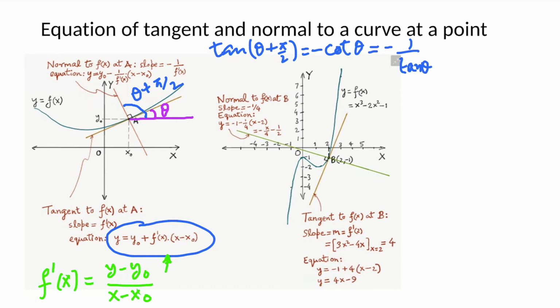So we are interested in finding the slope at this particular point B, where x equals 2 and y equals minus 1. So we plug in those values and we get the slope of the tangent to the curve at that point as 4. And we already know the coordinates of that point. So with those two pieces of information, the slope of the tangent at that point and the coordinates of that point, we get the equation of the tangent, which is a straight line.